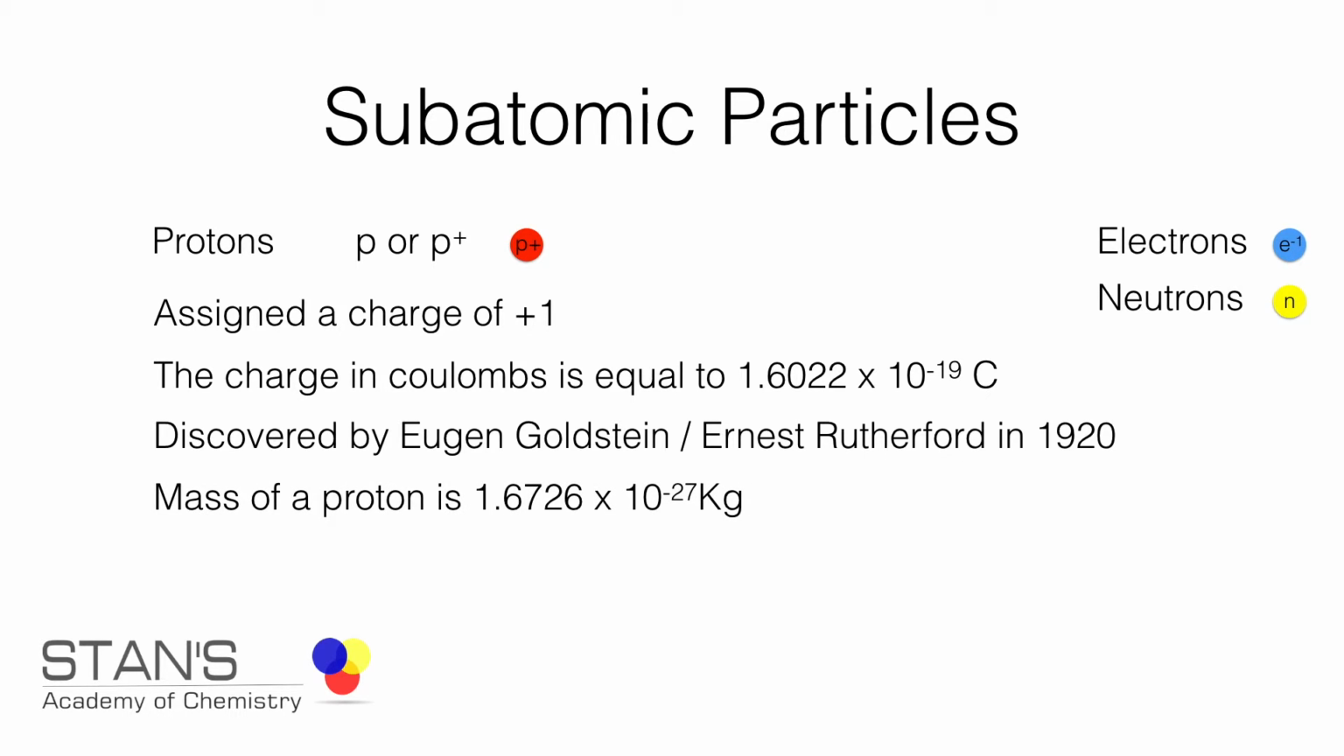The mass of a proton is 1.6726 × 10^-27 kilograms. It can also be expressed in atomic mass units. It's 1.007 atomic mass units.